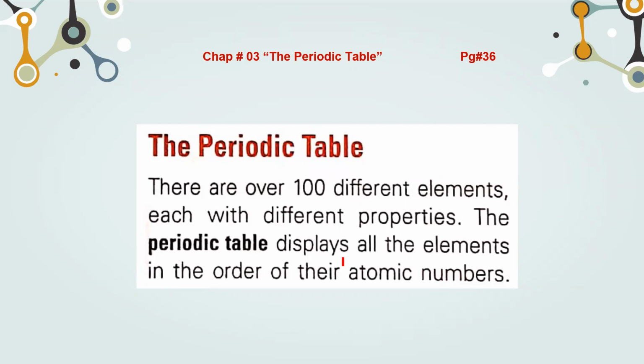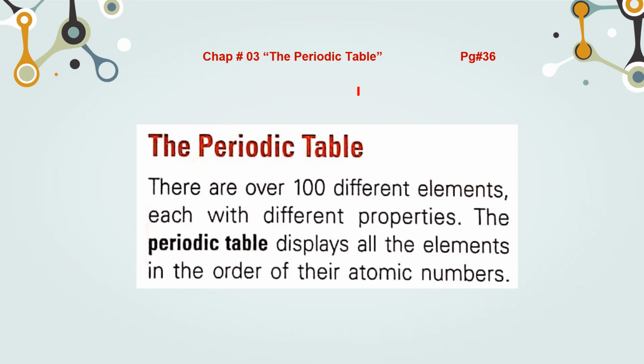Now, who knows about the atomic number? Come on, who will tell me about the atomic number? Muhammad Hanzala will answer this. Sir, atomic number means the number of protons. The number of protons present in an atom is called the atomic number of that element. The number of protons in an element is called the atomic number of that element.